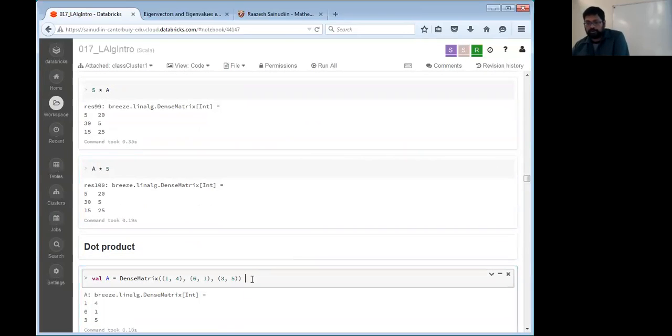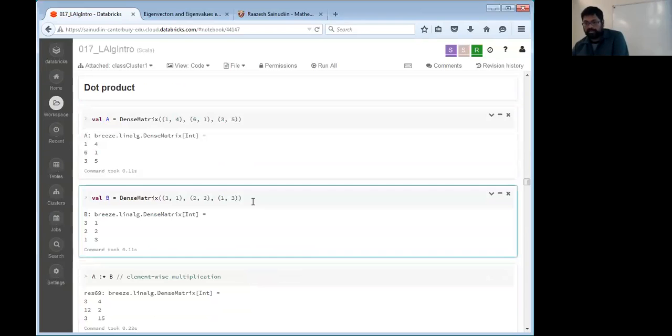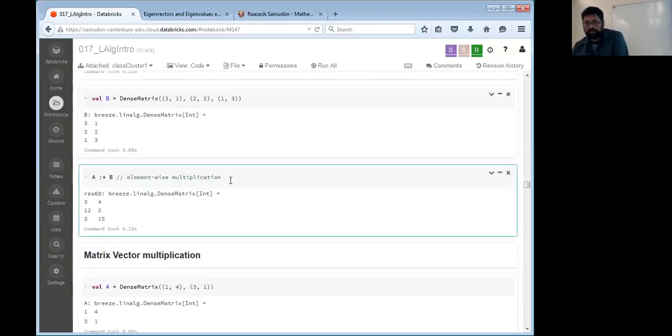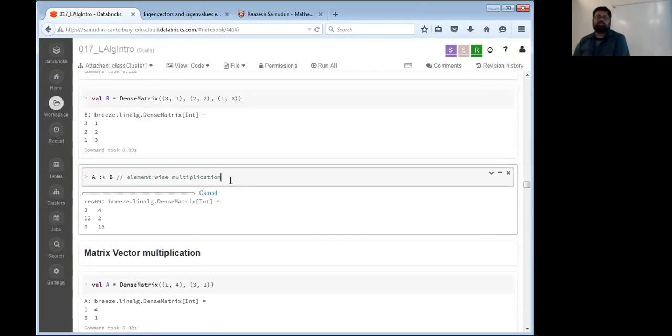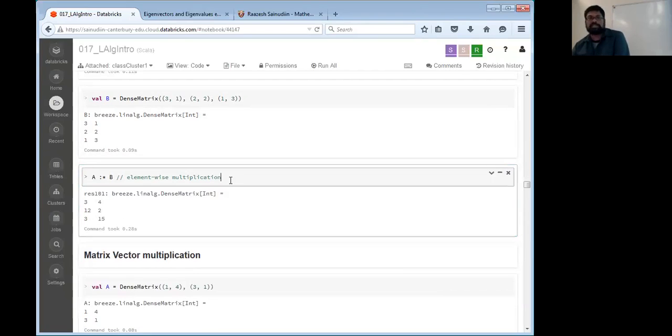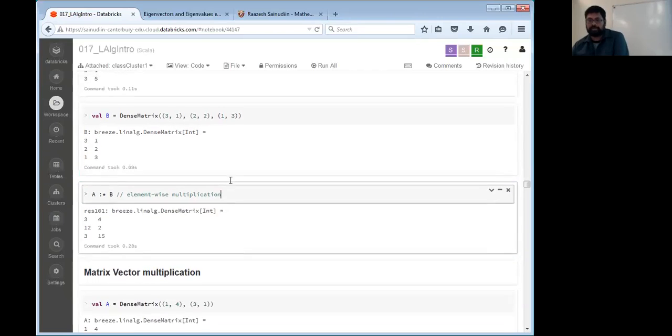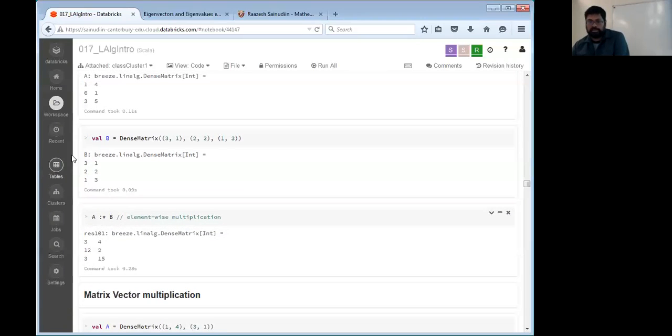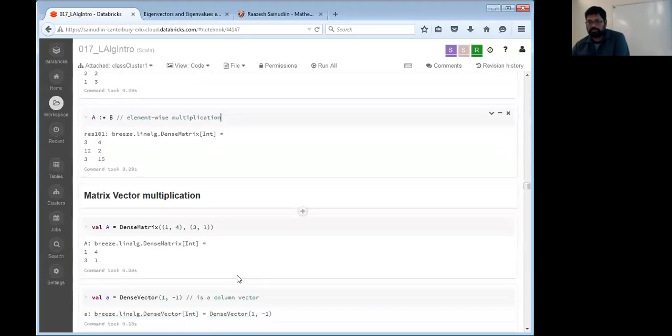Okay, now there's dot product. So A is dense matrix 1, 4, 6, 1, 3, 5, and B is dense matrix 3, 1, 2, 2, 1, 3. And then if you do A colon star, this is basically like MATLAB's dot star, so this is element-wise multiplication. So 1 times 3 is 3, and 4 times 1 is 4, and so on. 6 times 2 is 12, and 5 times 3 is 15.